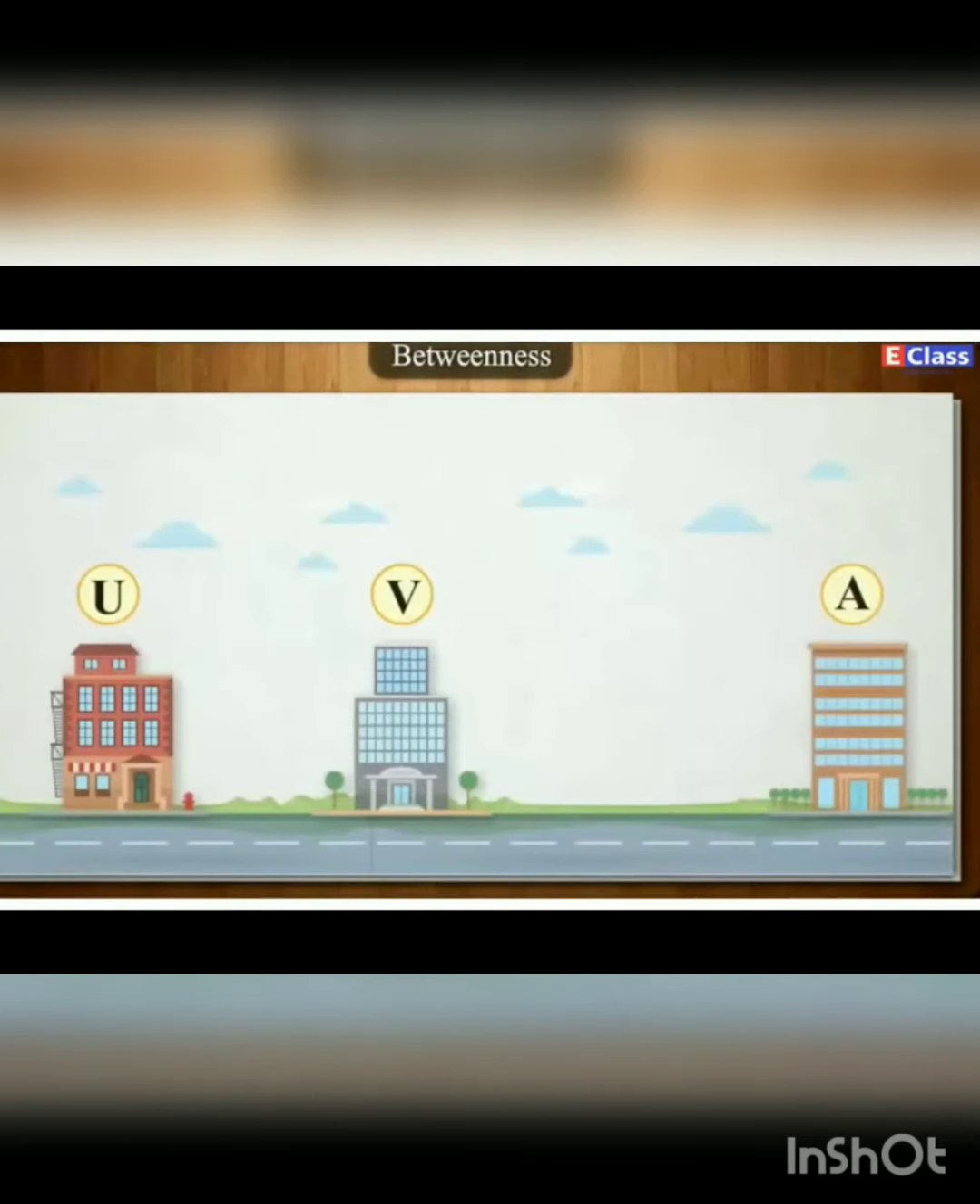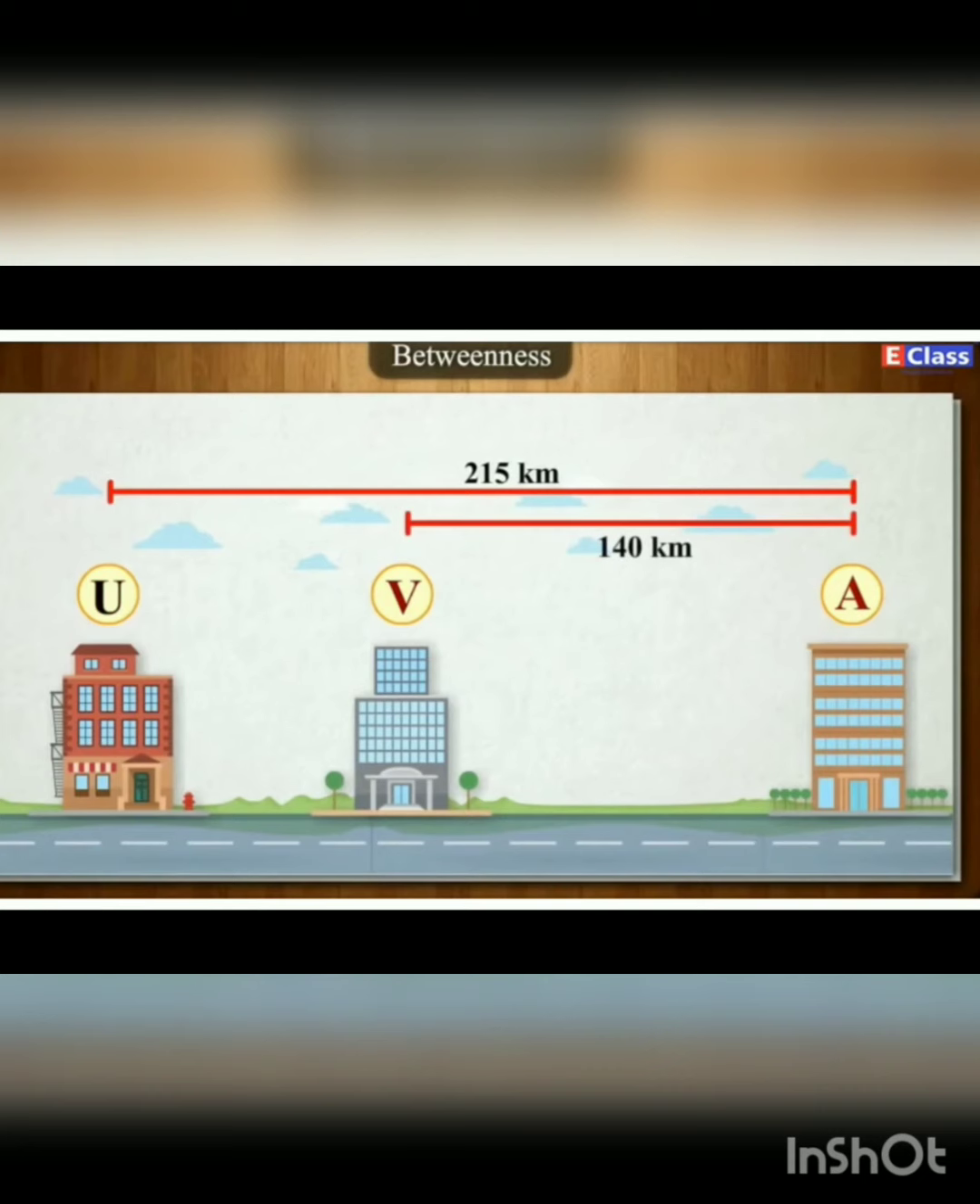Example 2. U, V and A are 3 cities on a straight road. The distance between U and A is 215 kilometers, between V and A is 140 kilometers, and between U and V is 75 kilometers. Which of them is between the other two?